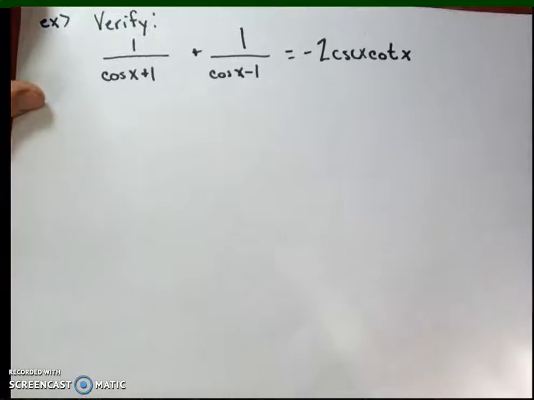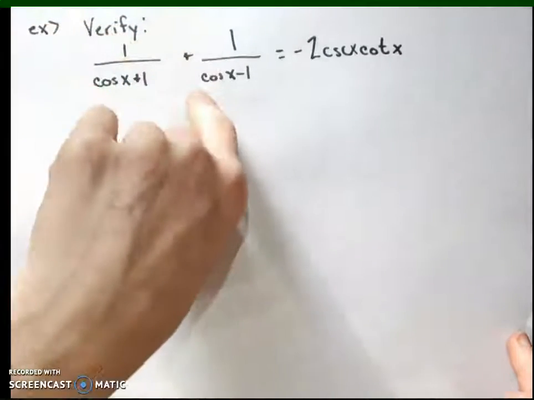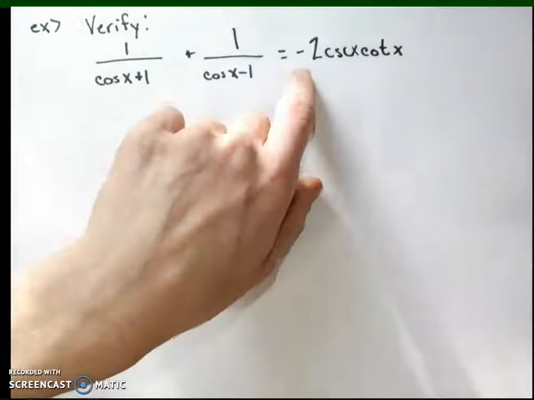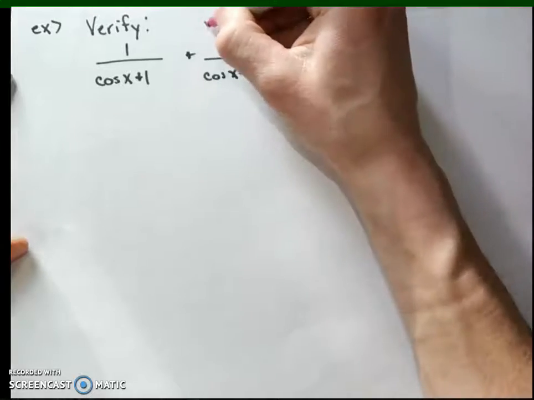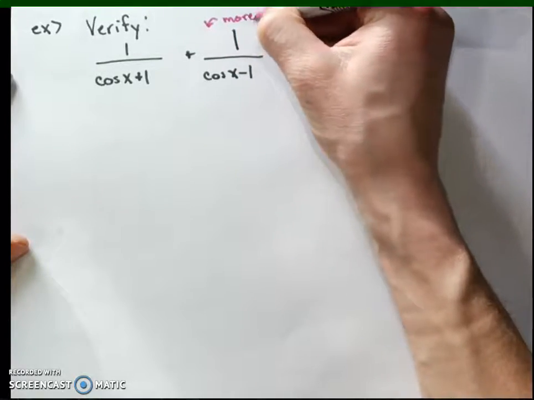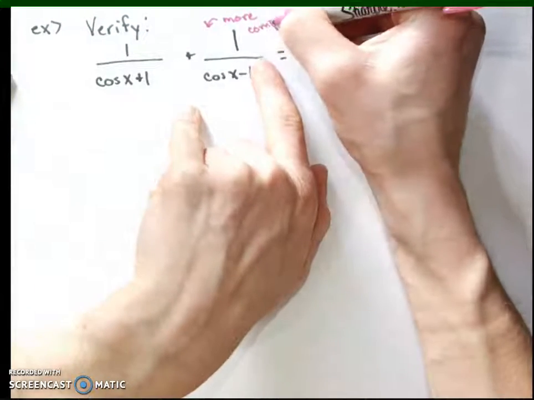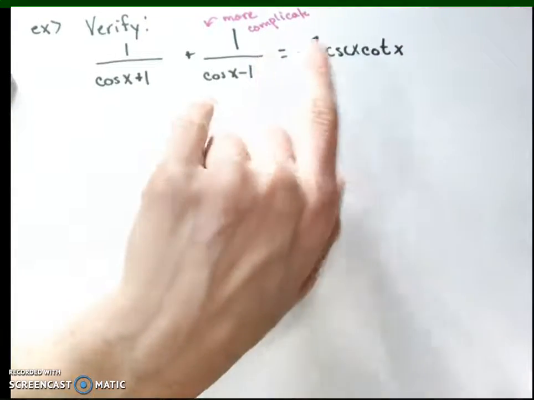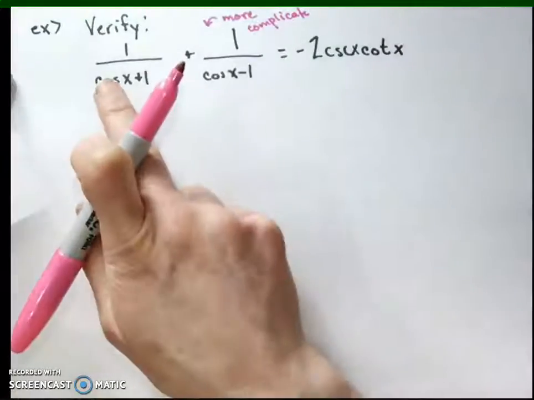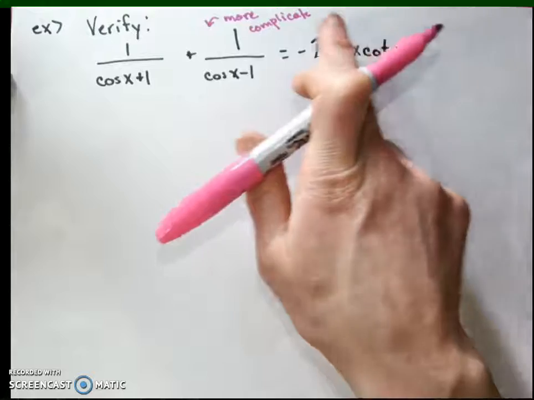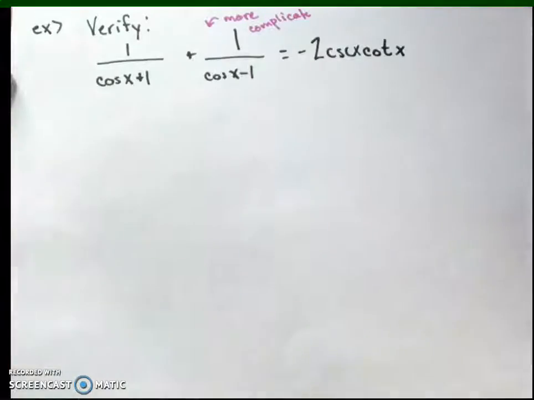Okay, let's do a slightly more complicated example now. I want to verify this identity, 1 over cos x plus 1 plus 1 over cos x minus 1 equals minus 2 cosecant x cotangent x. So to me, this side looks more complicated. So let's start out trying to adjust this side and make it look like this one. Now, one of my strategies here was adding expressions. So when I have two different expressions, but I'm supposed to end up with just one, I better get a common denominator so that I can combine these.